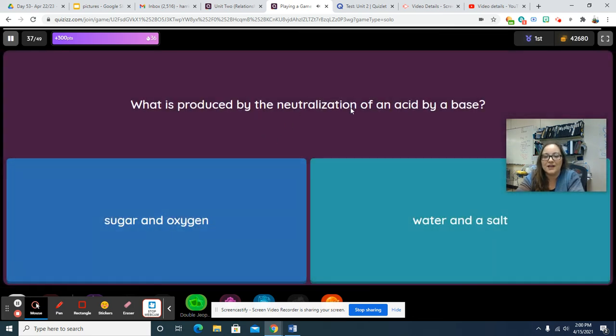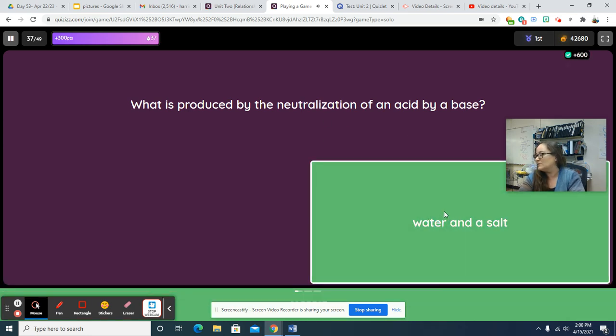What's produced by the neutralization of an acid by a base? So we have an acid and a base as the reactants. What are the products? Water and salt.